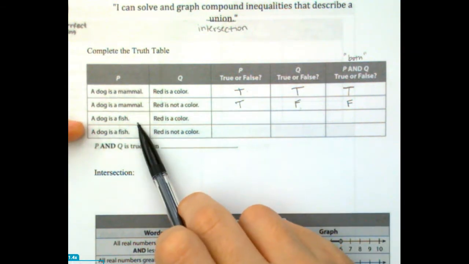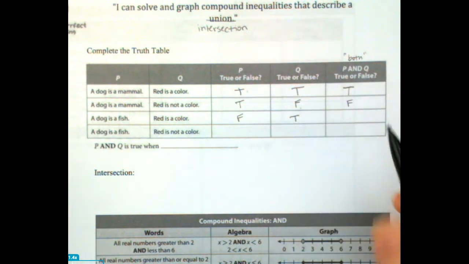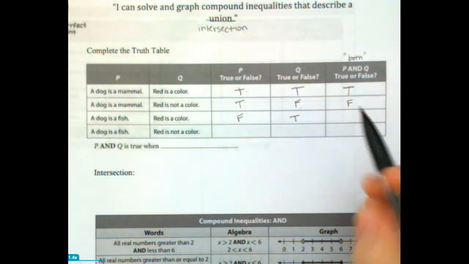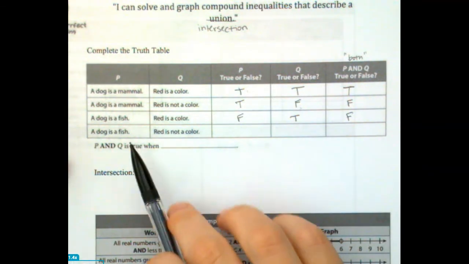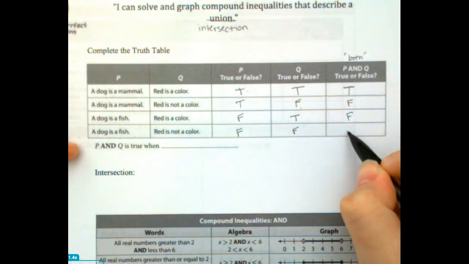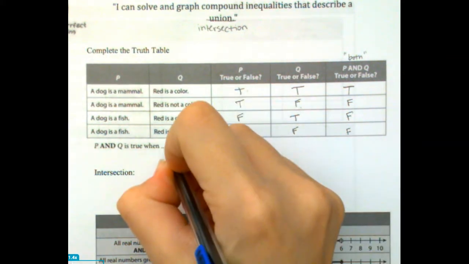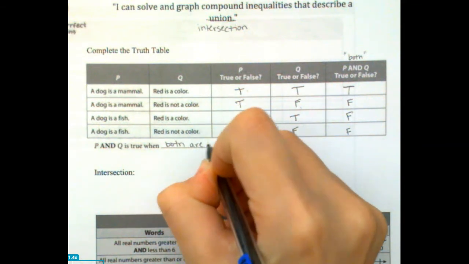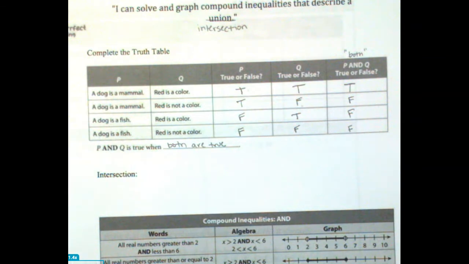The third one, a dog is a fish. That's false. Red is a color. That's true. Well, now we've got them switched around, but they're still not both true, so the intersection is still false. And then the last way the sets can interact is if they're both false. So a dog is a fish is false. Red is not a color. That's false. And of course, that's definitely not an intersection because neither of them are true. So P and Q is true only when both are true. And we call this kind of relationship an intersection.